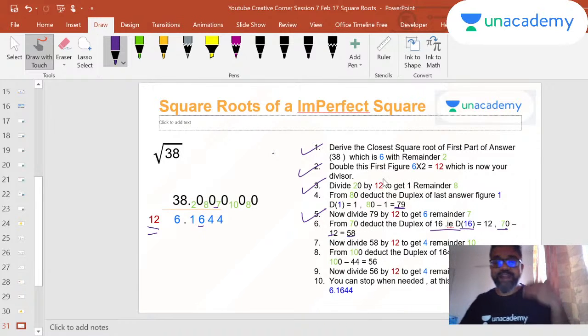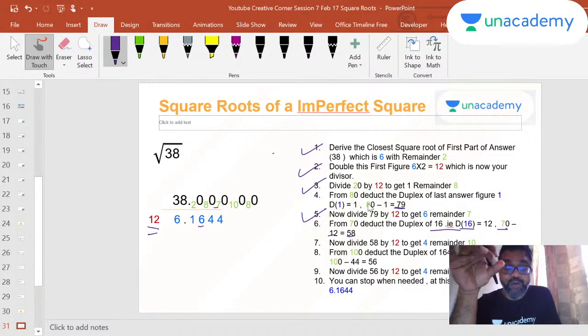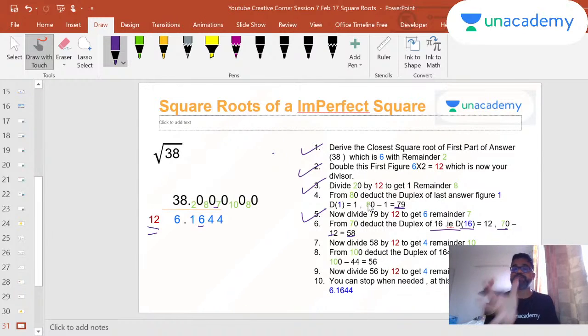Now you might find it a little tedious, why am I doing all these steps? But trust me, with practice, you would be writing these digits literally one by one, at a speed that you can't even think of right now. Trust me, you do 10 problems of imperfect squares. Don't do only perfect squares, do imperfect squares also. You would be able to crack it, and you will be doing it much faster.